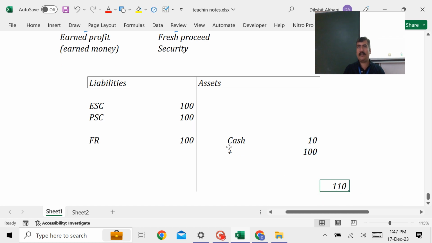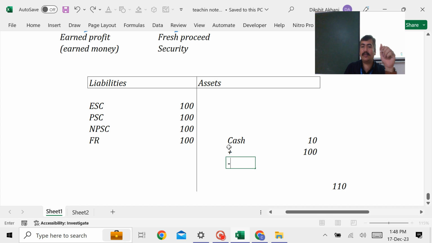Yes or no? If I just make the total here, see what kind of drama will happen. 110 is the cash, but in the balance sheet, what will happen? New preference share capital, 100 crores. This is what the picture will be. But by taking this 100, what will I do with this money? I am going to pay the old one. Yes or no? So again, guys, minus 100.